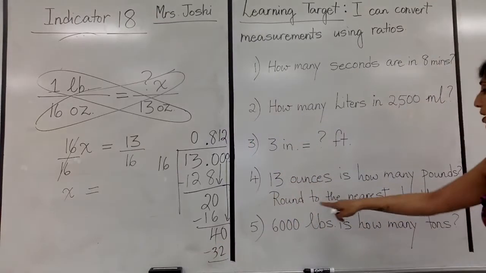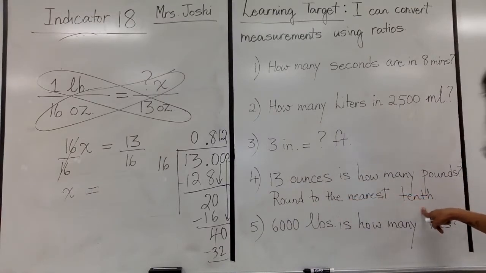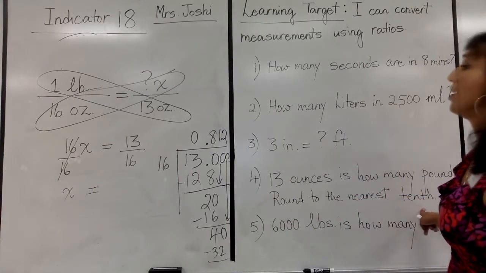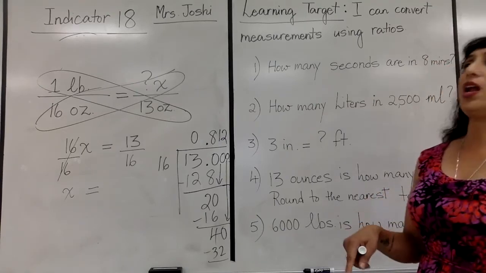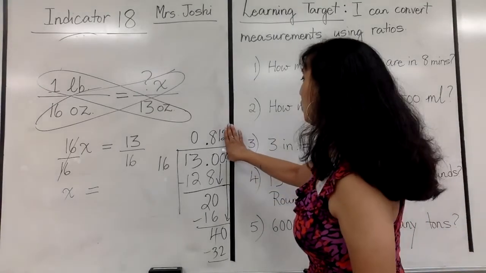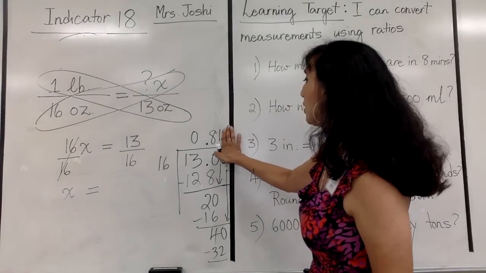But look at what the step said, round to the nearest tenth. Okay, so in order to round to the nearest tenth, I don't even have to go all this way. I just had to go to the hundredths place value. I could have just gone till here.